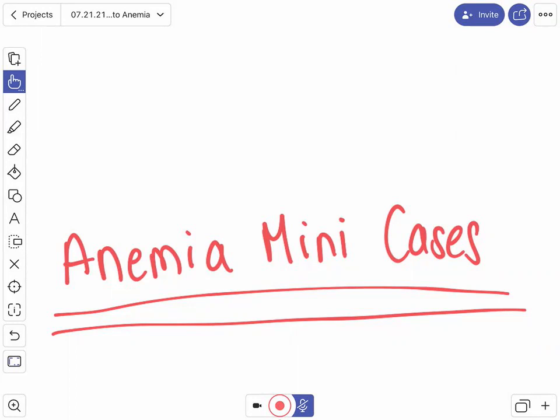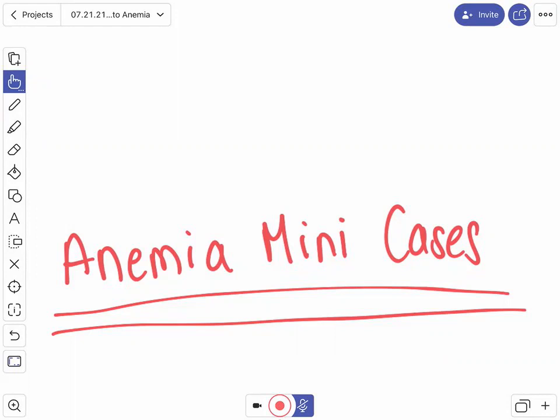And so my hope is that we can go through some mini cases that I prepped for you all today. And then if you guys have actual patients with anemia that you've worked up, we can use this framework to see if we can come up with a diagnosis for them. Any questions on that? All right, so before we start, we have to define anemia.